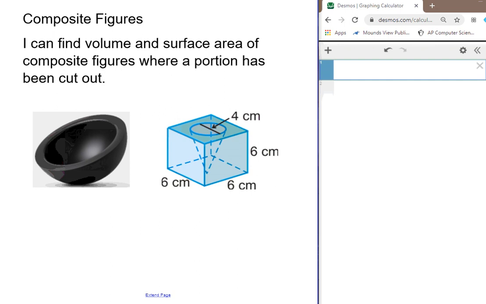Hello, geometry students. In this video, we're going to look specifically at composite figures where a portion of the figure has been cut out, so there's some kind of indentation. And we're going to be looking at both volume and surface area. And these are the two pictures we're going to be working with. Let's go ahead and start with this first one.